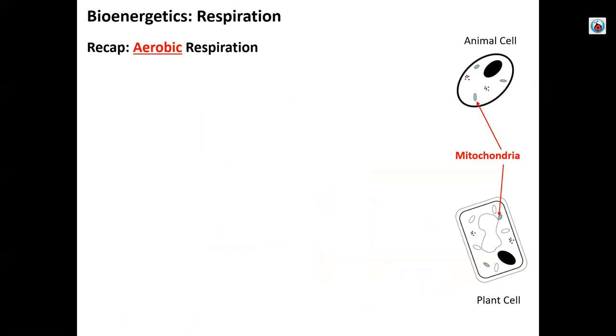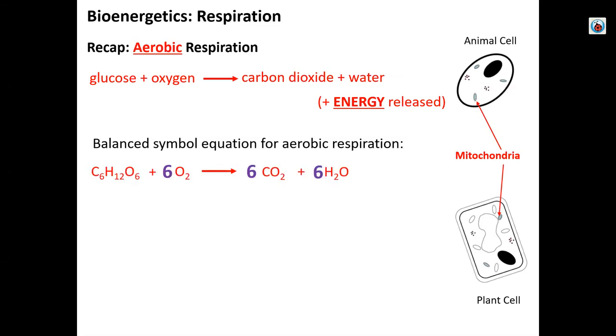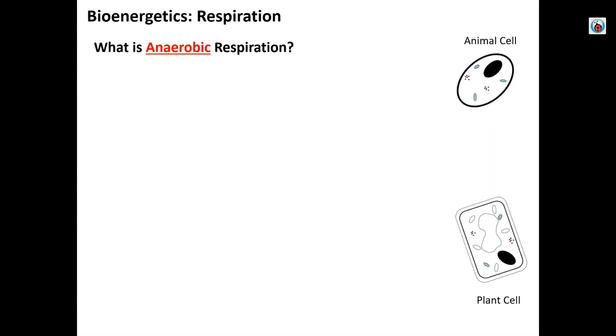So if you remember, aerobic respiration is the breakdown of glucose with oxygen, and that releases a lot of energy, but it also produces the byproducts of carbon dioxide and water. We're now going to look at anaerobic respiration. So what is anaerobic respiration? Well, it's simply respiration without oxygen. So it's the breakdown of the glucose without oxygen.